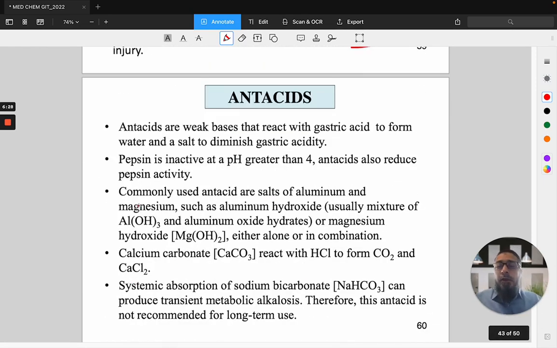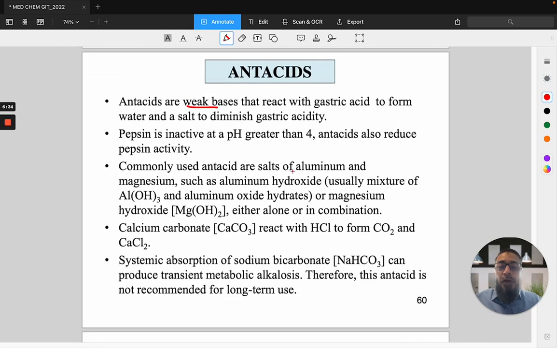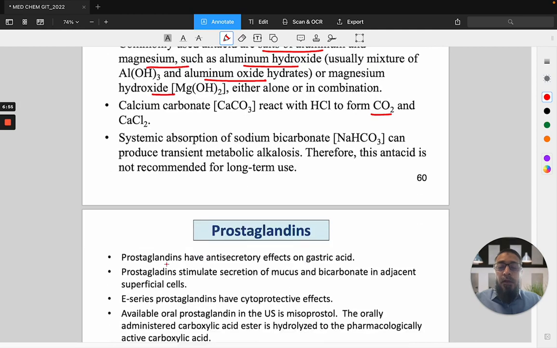Antacids, these are generally weak bases, right? They are commonly salts of aluminum and magnesium, such as aluminum hydroxide or aluminum oxide hydrate or magnesium hydroxide. Calcium carbonate reacts with the HCl to form calcium chloride, water and carbon dioxide.